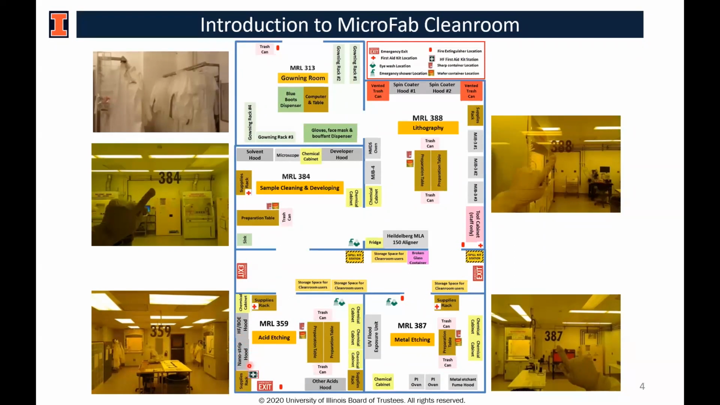Nanostrip is also used in our clean room. We have a separate hood designated for nanostrip. So these acids are dangerous. That's why we do the acid work in the hood, and we also wear PPE to protect ourselves, and safety precautions should be followed. 387 is a metal etching room. Also, we have some UV flood exposure system and the PI oven here.